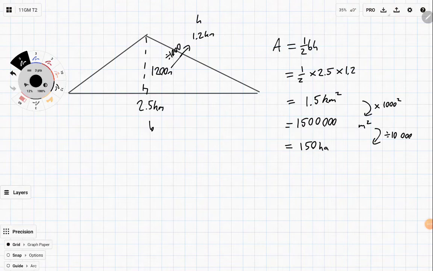And you can now see why hectares are a useful measurement. 1.5 square kilometres seems like not that much, but it doesn't really tell us much. 1,500,000 square metres seems all right, but again, that seems like too big a number. Whereas 150 hectares feels like you can get the sense of the size of it a little bit better. So that's hectares.